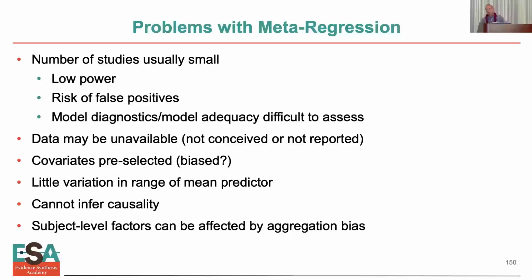Another problem is that people oftentimes want to infer causality. They want to say, like, well, I found a difference between men and women, therefore it works better in men than women. But of course, these are only associations because these are only exploratory analyses.